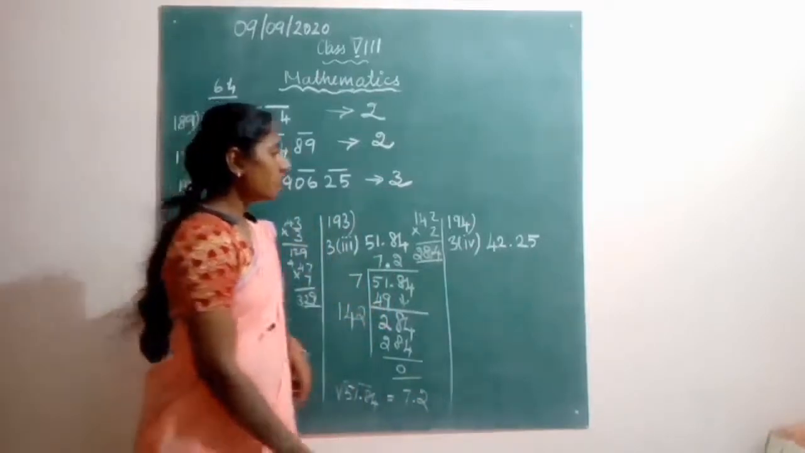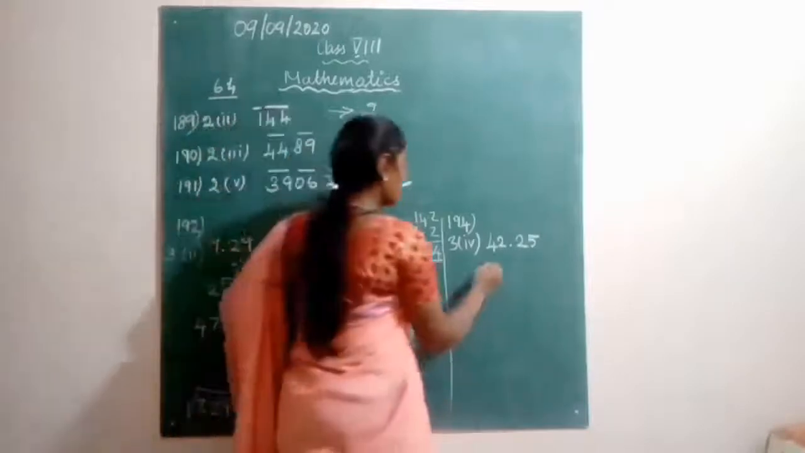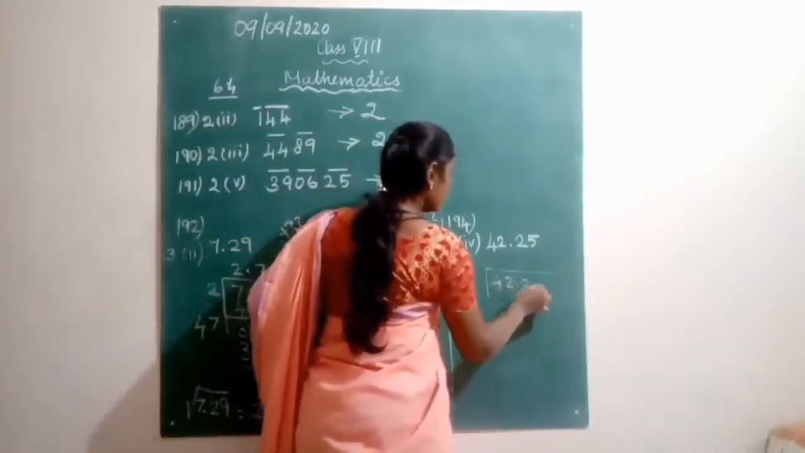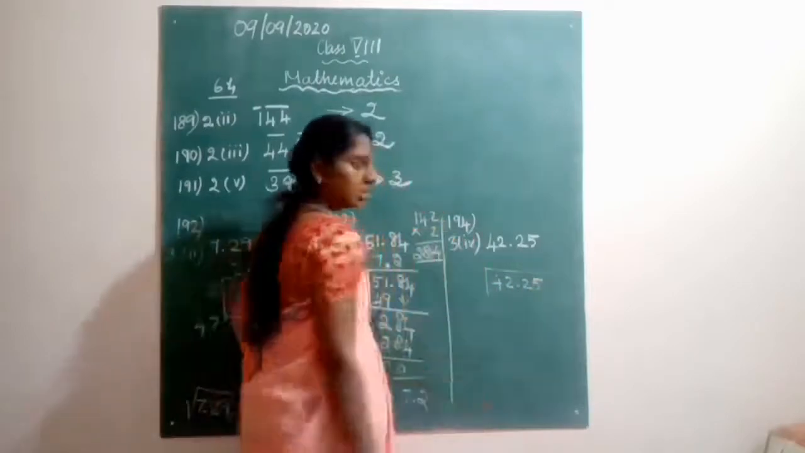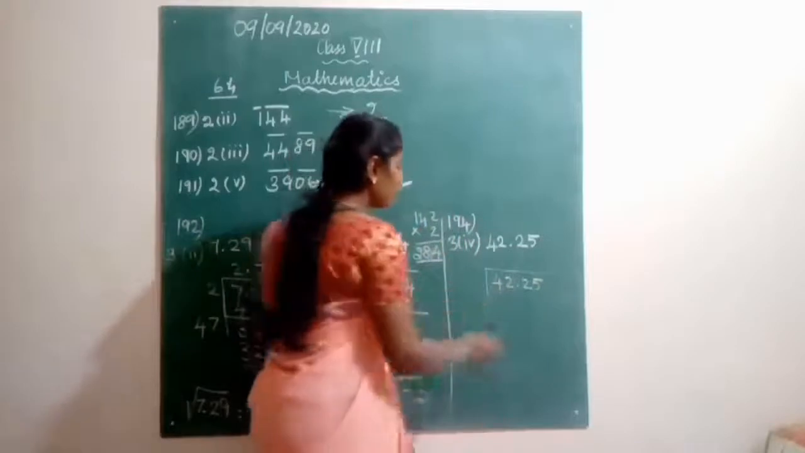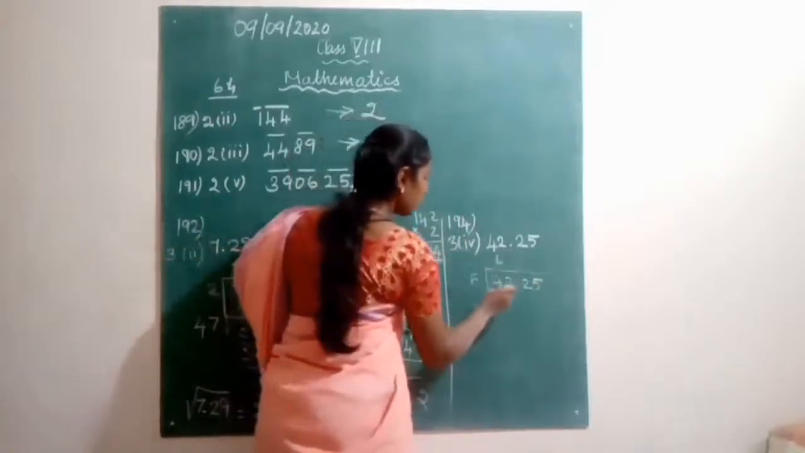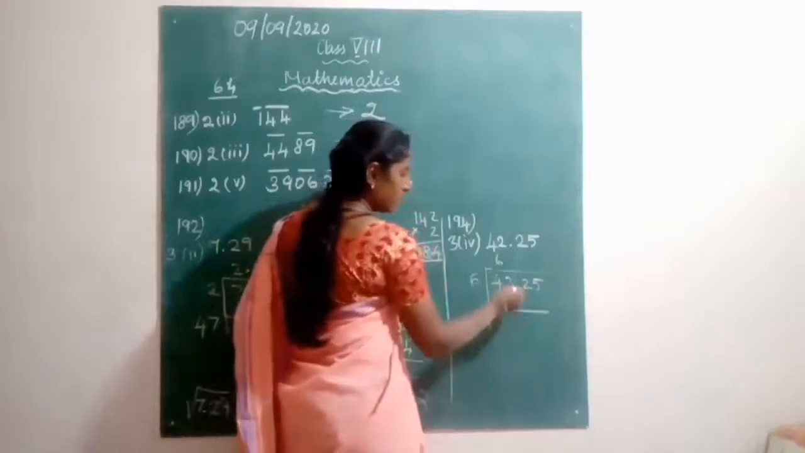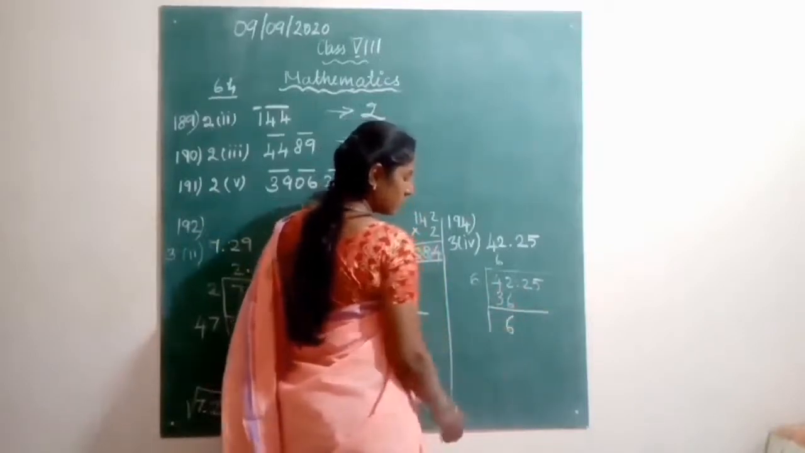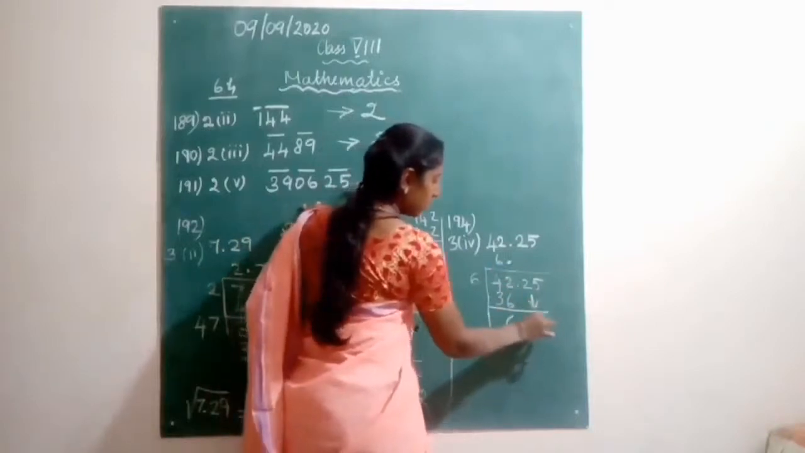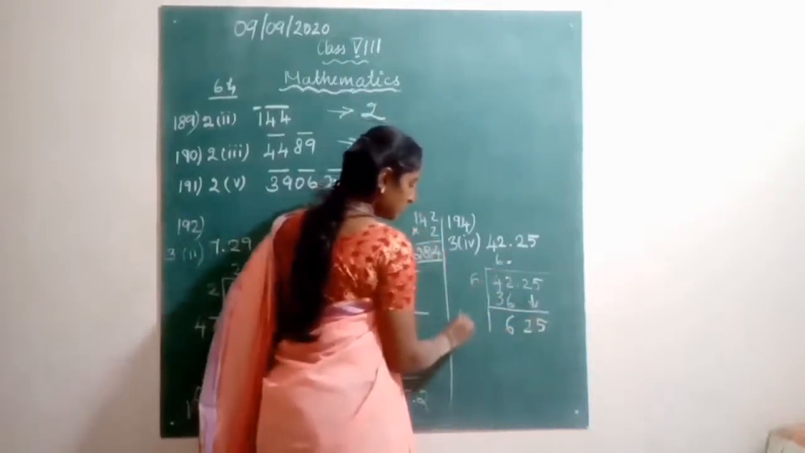Next one is 42.25. Okay. So same way, 42.25. Okay, 42 is here. 6 6s are 36, 7 7s are 49. 49 goes beyond 42, so you can write 6 6s are 36. Now subtract. It is 6. Okay, and keep the decimal point and bring down 25. Now 6 plus 6, 12.